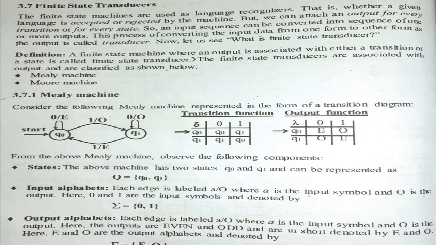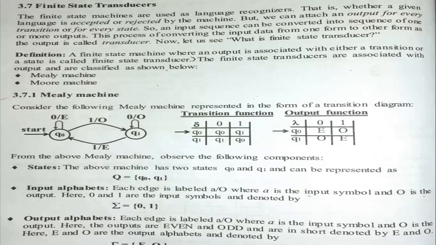So we'll see what exactly transducers stand for. Inside this, we have two different topics. The first one we call a Mealy machine, and the second one we call a Moore machine. In today's class we'll be discussing the Mealy machine first. Before we move on to the Mealy machine, we'll see what a finite state transducer is.